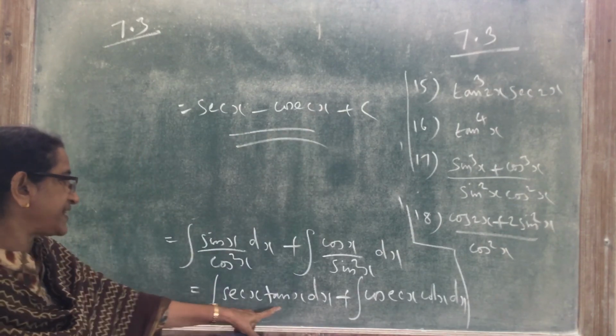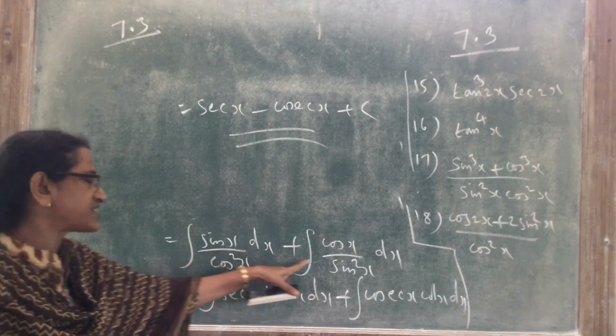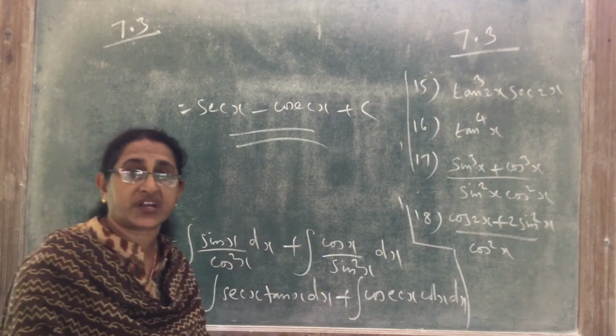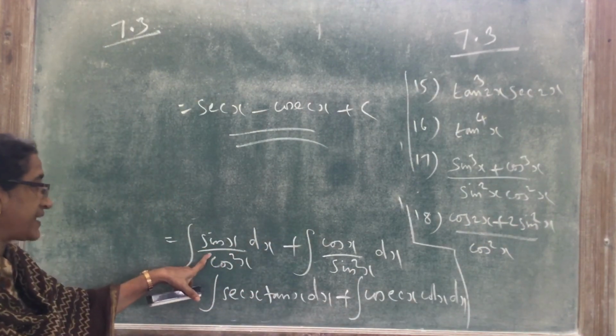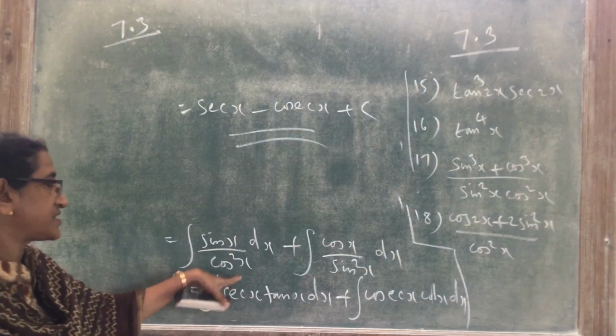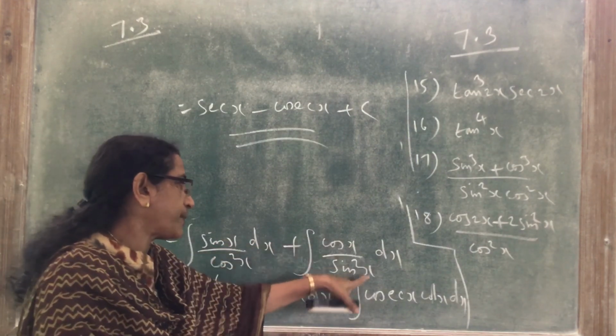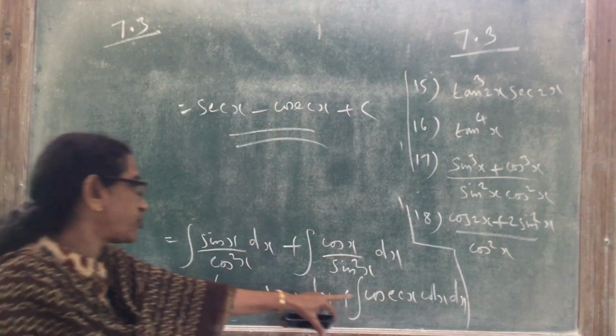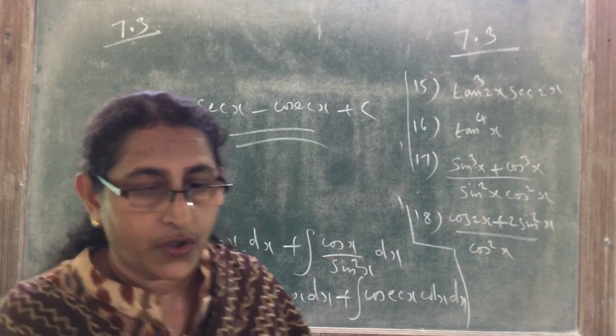So here, the integral of sec x tan x. Remember these two functions, very important functions: sin x by cos square x and cos x by sin square x. This is the same as sec x tan x, sin x by cos x into 1 by cos x. This is cos x by sin x into 1 by sin x, cosec x cot x. So we know the integral: sec x minus cosec x plus c. That's the answer. Okay.